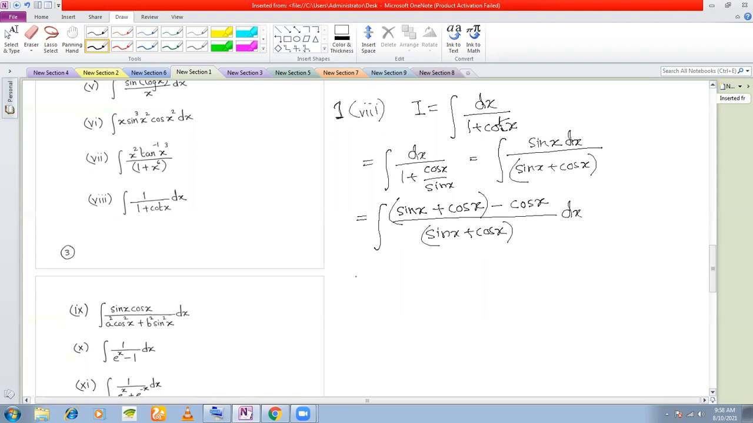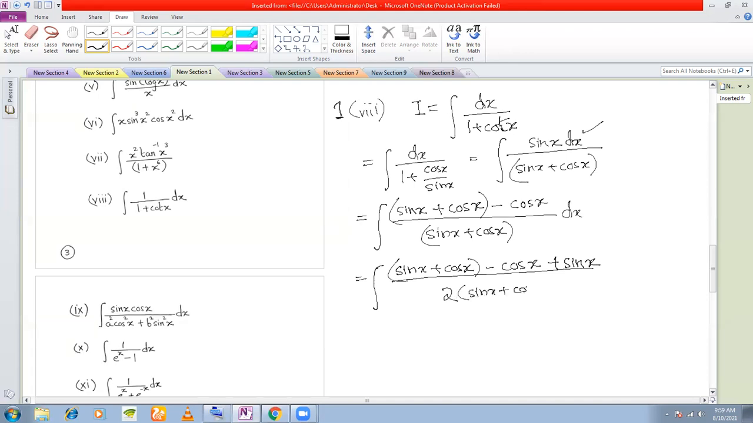dx. Now in the next step, if you differentiate the denominator, what do you get? You get cos x minus sin x, right? So I have sin x plus cos x, and here I have a minus cos x. Okay, if I add a sin x here, is there any harm? There should not be any harm. Why? Because I only have a sin x in the numerator here. But if I add a plus sin x here, I'm only getting 2 sin x, for which I will have to divide by a 2.